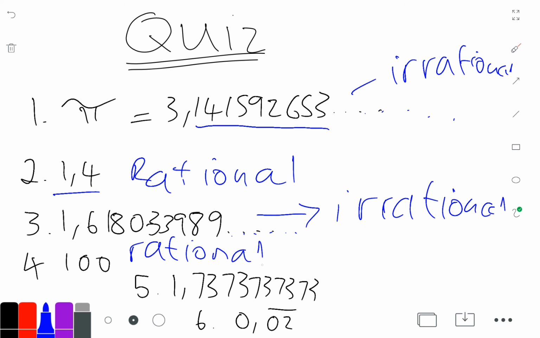And what about number 5? Number 5 is also a rational number because the decimals have a repeated pattern. As you can see, 7373737373, therefore rational. And what about the 6th example? Well, it is also rational because the decimal has a repeated pattern. How do we know that? Because of the bar here. Therefore, this number is also rational.